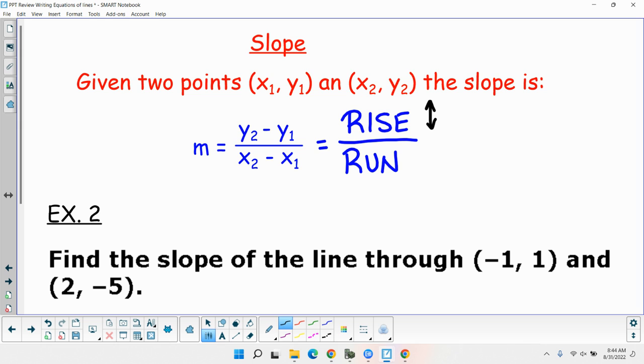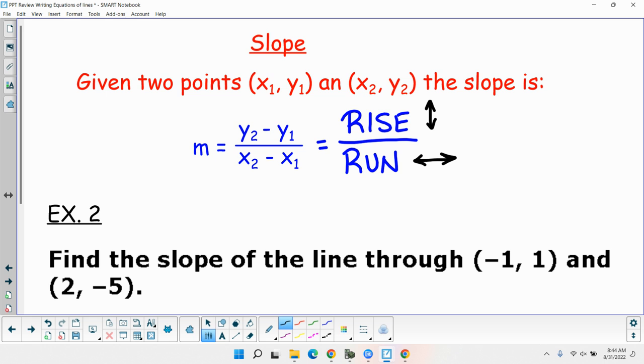Okay? When we talk about run, what are we thinking? Thinking right and left, aren't we? Which axis goes right and left? The x-axis, right? That's why the x's are in the bottom. Every year I get kids that want to put the x's in the top and the y's in the bottom. Think about rise and run. Up and down, y. Right and left, x. Okay?